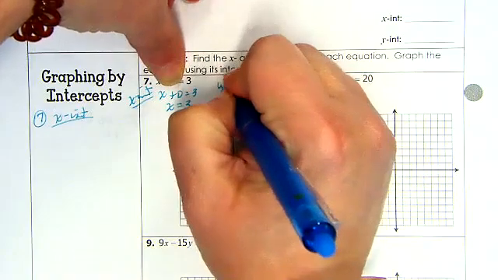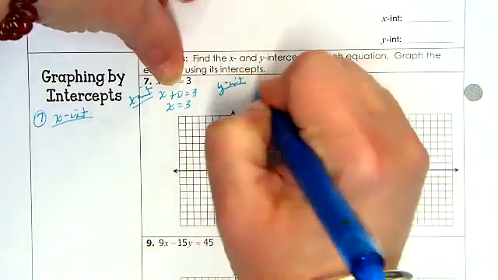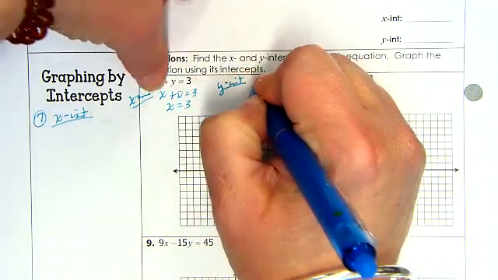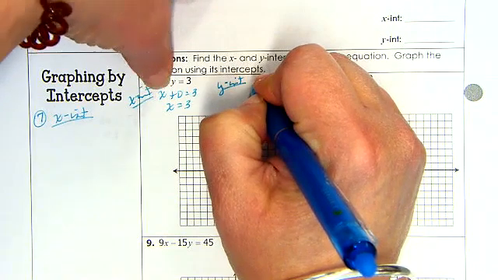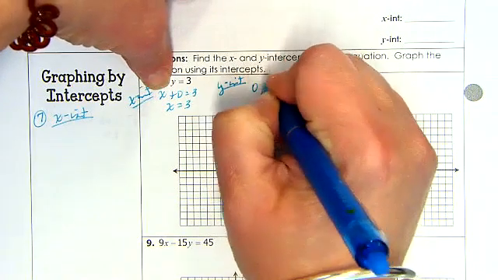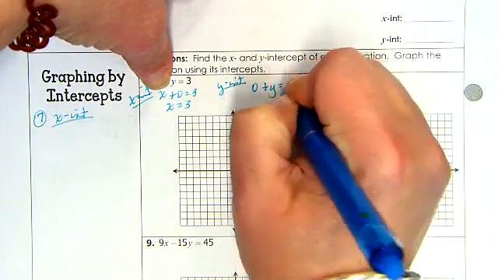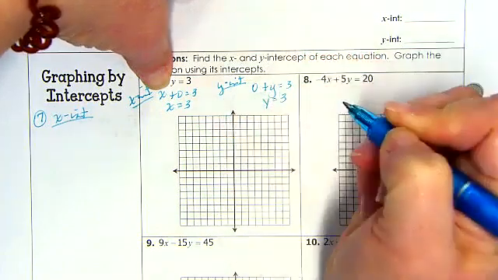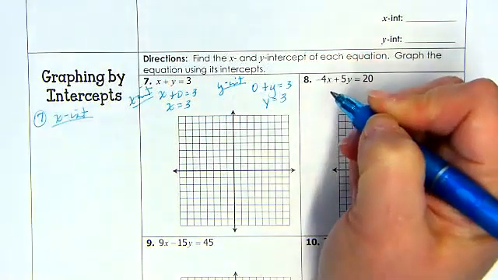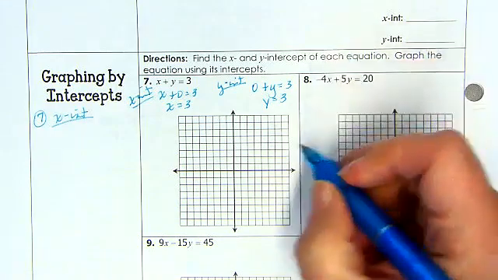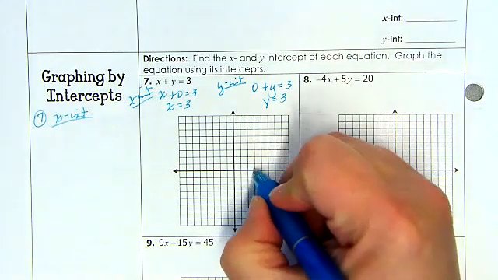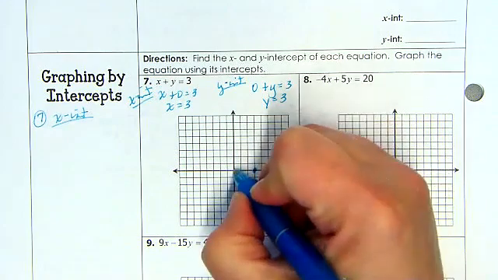Then for the y-intercept, I'm plugging in 0 for x. So that means that goes away. So 0 plus y equals 3. So that gives me y equals 3. And now I graph those two. So I'm going to have the x at 3, the y at 3.